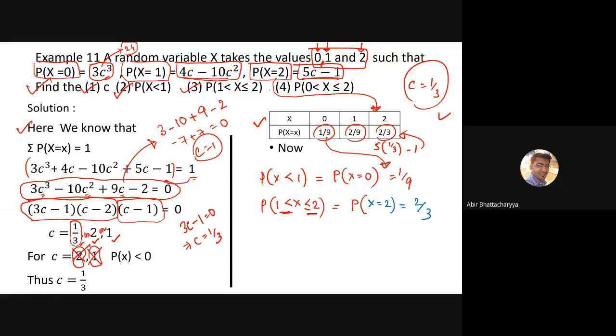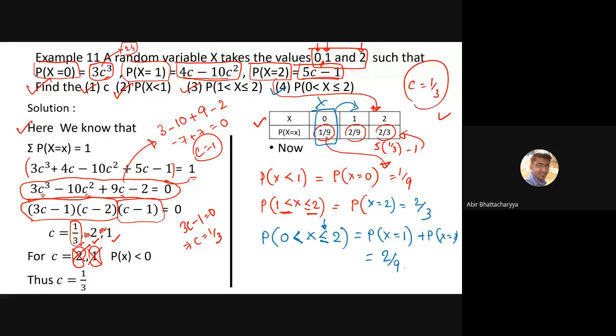All right. The last one is number 4. Probability of 0 less than x less than or equal to 2. 0 less than means not attaining the value 0, so we'll not consider this. We'll consider the above values. That means it will be probability of x equals 1 plus probability of x equals 2. Why x equals 2? Because less than or equal to means it's attaining the value x equals 2. Finally, what's the answer? 2 by 9 plus 2 by 3, which is 2 by 9 plus 6 by 9, 8 by 9. So the final answer is 8 by 9.